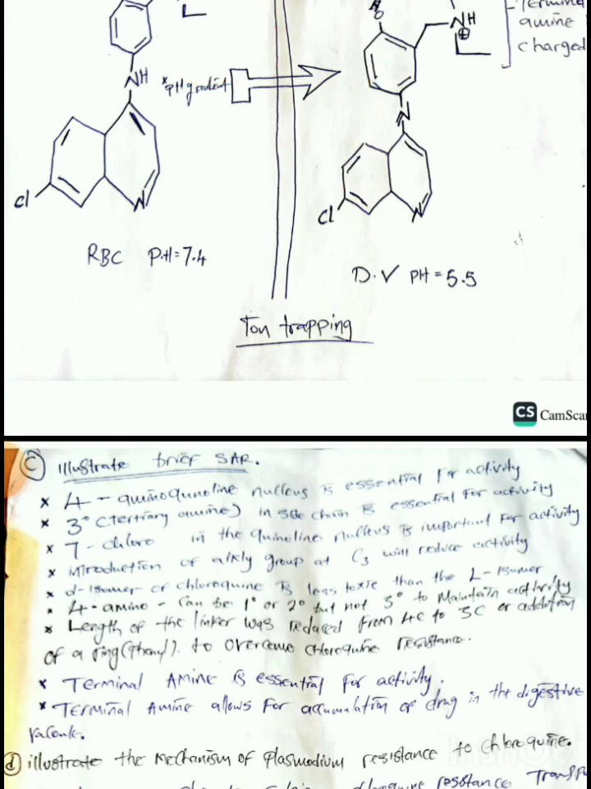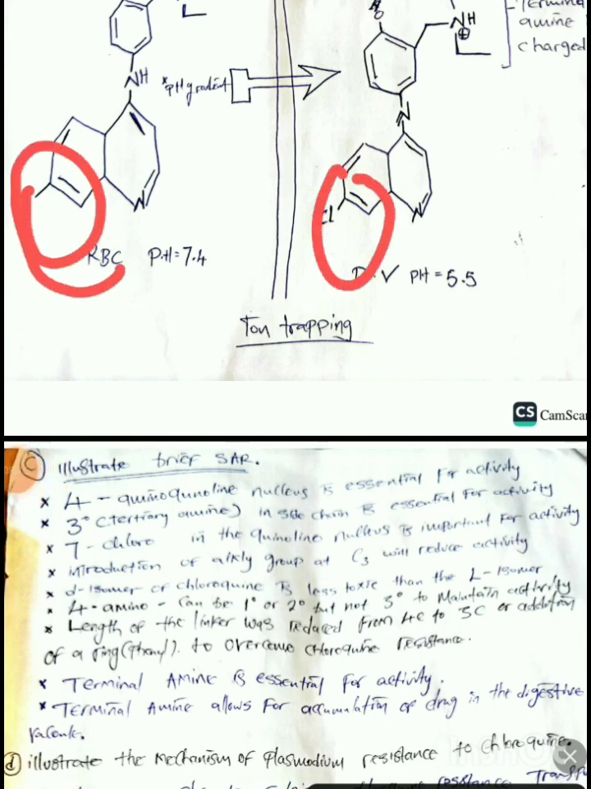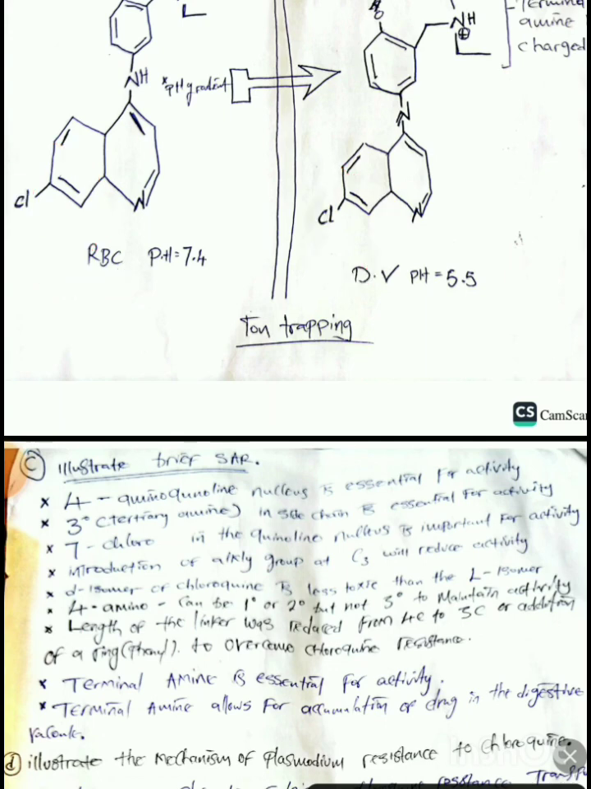7-chloro in the quinolone nucleus is important for activity. So 7-chloro is an essential part of activity. The chloro on the 7th carbon is essential for activity. So 1, 2, 3, 4, 5, 6, 7 chloro. This chlorine atom here is essential for activity.